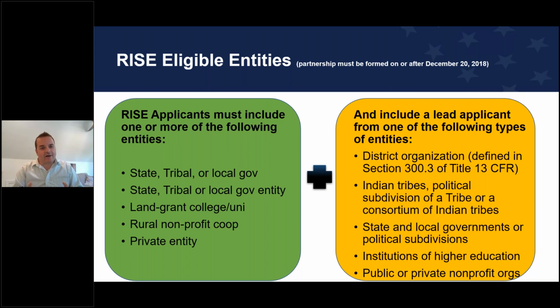And really it's 1 in 1 is how I call it. If you look on the left, you have a green bubble, and on the right, you have an orange bubble. In the green bubble, the RISE applicant partnership must consist of one or more of the following. It can be a state, tribal, or local government, an entity of such, a land grant college or university, a rural nonprofit cooperative, or a private entity. So you have to have one out of that group, at least one, plus a lead applicant. And that lead applicant must come from a district organization, a tribe, political subdivision of a tribe, or a consortium of tribes, state and local governments or political subdivisions, institutions of higher education, public or private nonprofit organizations. As I mentioned earlier, we're not expecting each entity to have come into legal existence December 20th or later, but the partnership must be formed on that date or later in terms of RISE eligibility. Next slide, please.